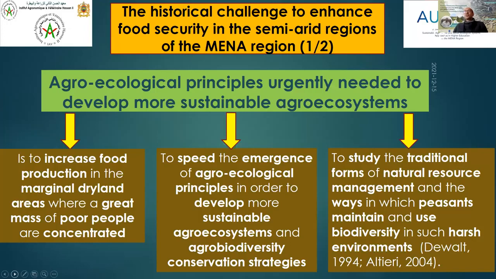Agroecological principles are urgently needed to develop more sustainable agroecosystems, to increase food production in the marginal drylands areas where a great mass of poor people are concentrated, to speed the emergence of agroecological principles in order to develop more sustainable agroecosystems and agrobiodiversity conservation strategies. And also it is important to study the traditional forms of natural resource management and the ways in which peasants maintain and use biodiversity in such harsh environments.